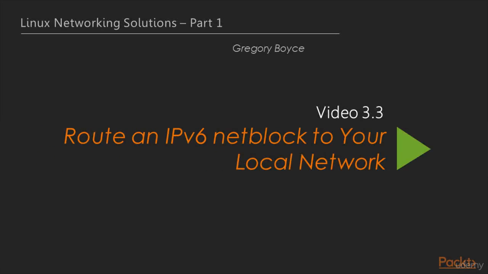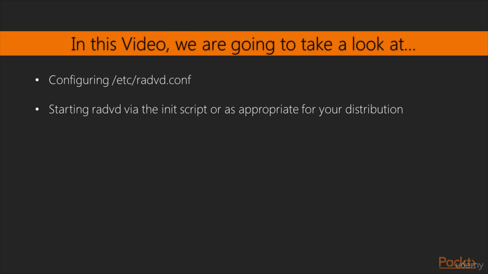Hello, we're now at the last video of this section, route an IPv6 netblock to your local network. In the previous video we looked at how to use IPv6 tables to firewall your IPv6 traffic. In this video we will configure and start radvd via the init script or as appropriate for your distribution.